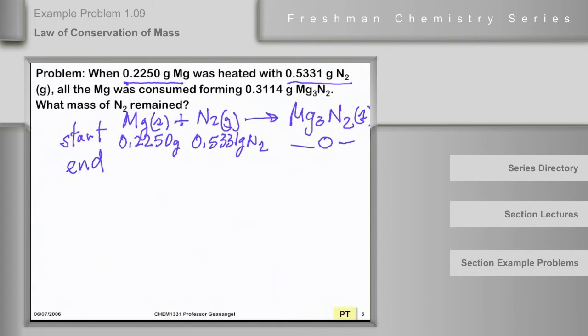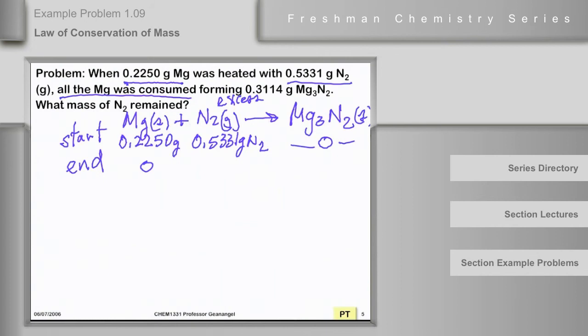And what does the problem tell us about the end? It says all of the magnesium was consumed. So what number do we put under magnesium here? 0. No grams of magnesium left. It was all consumed. But the dinitrogen was in excess. There was more than we needed, and so some of it was used and some was left over.